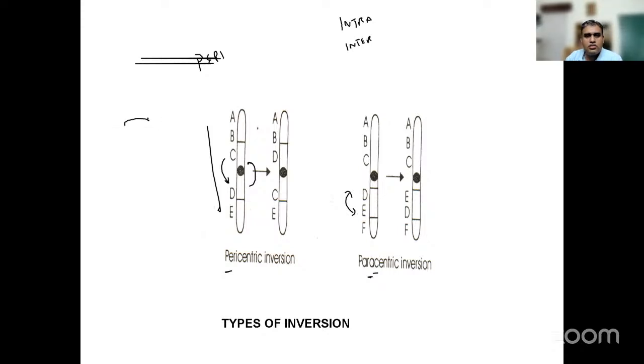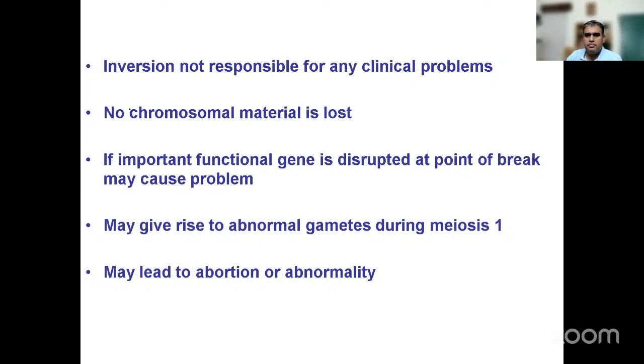Again, a picture says 1,000 words. Draw this image, inversion. Inversion is not responsible for many clinical problems because there is no deletion of the chromosome; no chromosomal material is lost. So that is a good thing. If an important functional gene is disrupted at the point of break, it may cause problems, may give rise to abnormal gametes during meiosis one, and may lead to abortion.